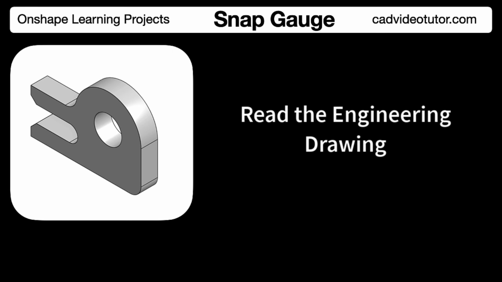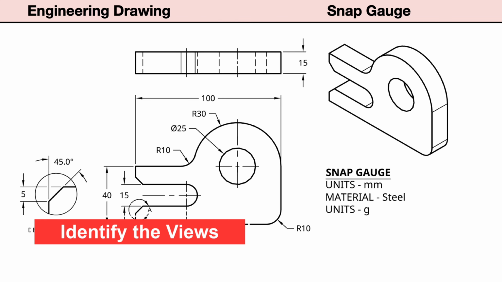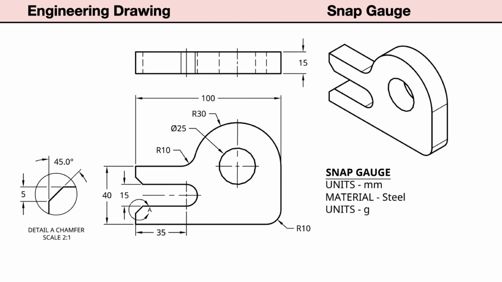In this segment, we will review the engineering drawings of this part called a snap gauge. Let's start by identifying the views provided in the drawings. This drawing shows 2 standard views used to describe the shape and size of this mechanical part. First, an isometric view shows the shape as a 3D pictorial to help us visualize the part. The orthographic view shows 2 principal views.